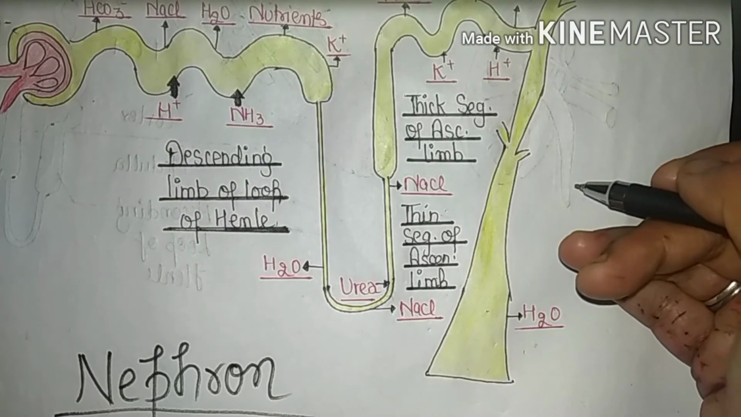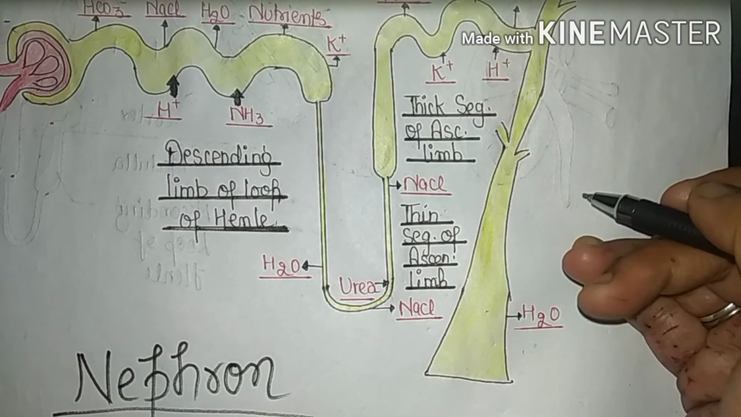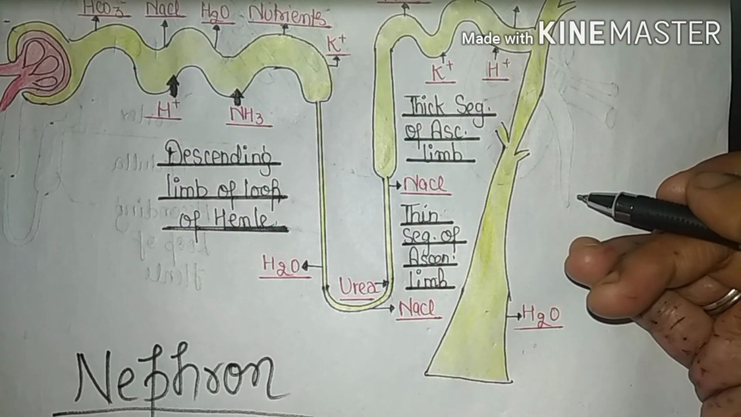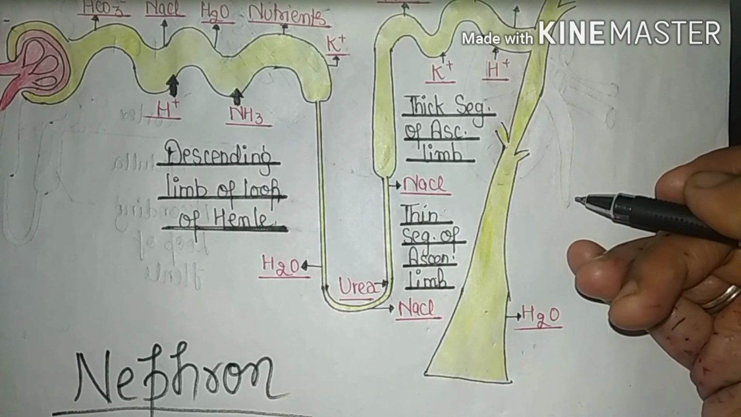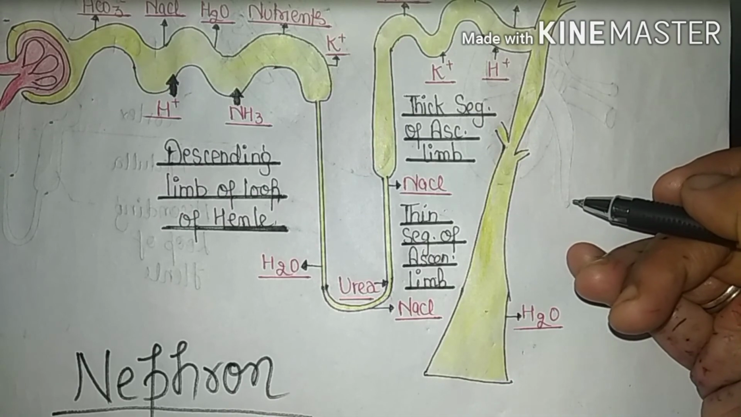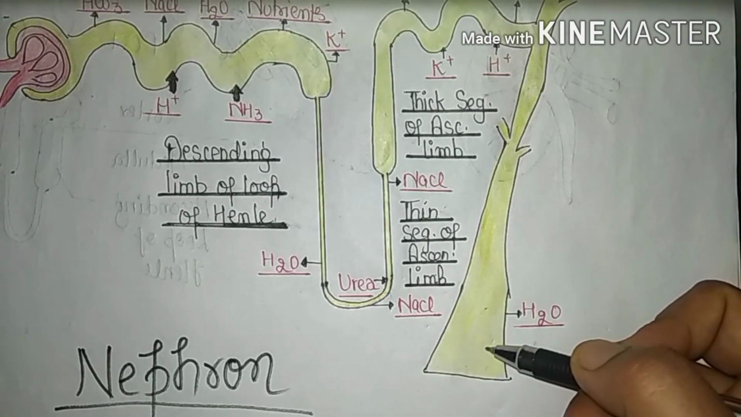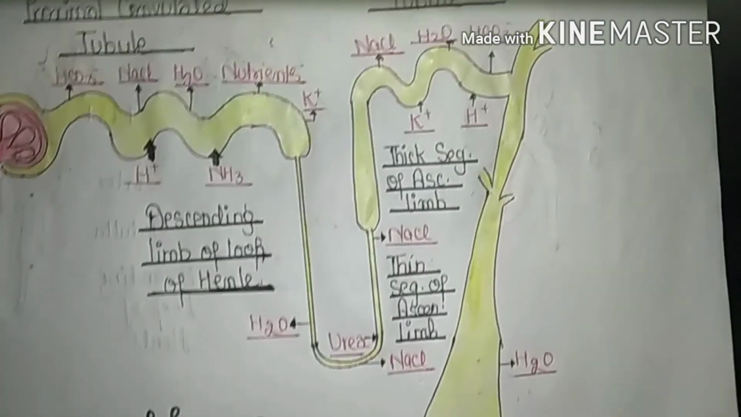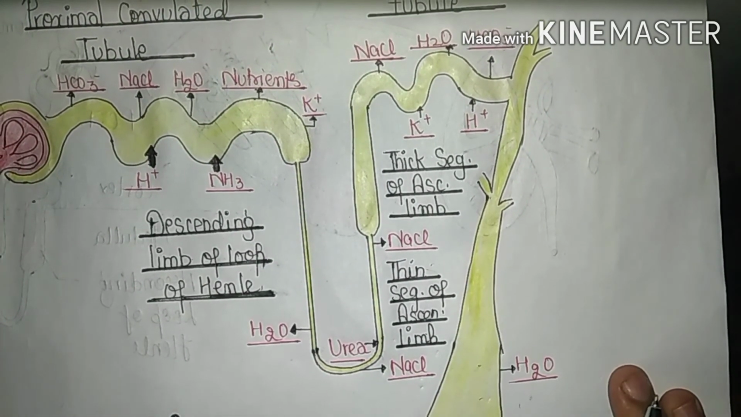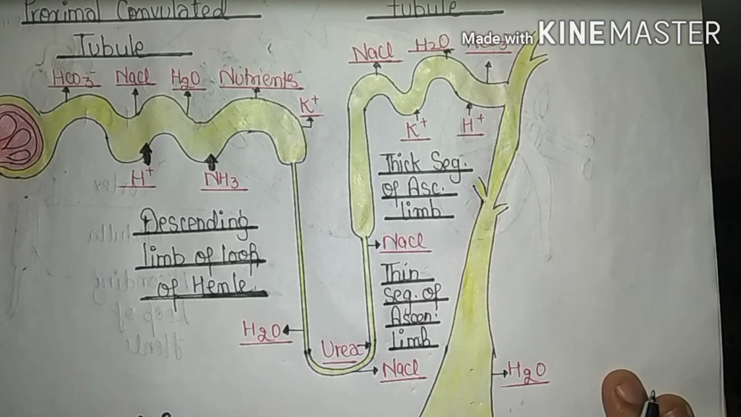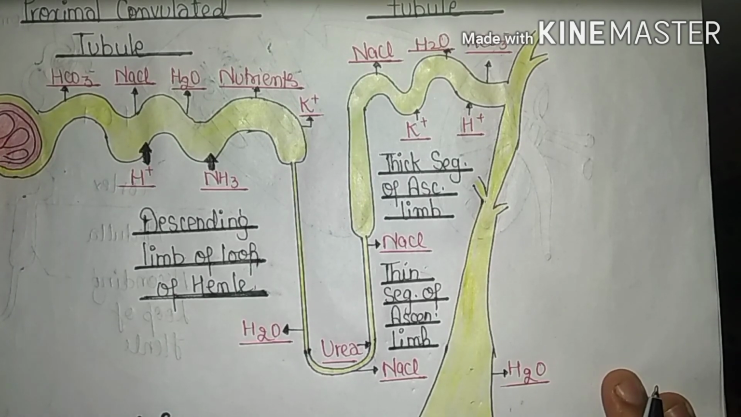Approximately 99% of the fluid is reabsorbed, and 1 to 2% waste material is converted into urine and passes through this ureter. So this is all about the electrolytes present here, and the secretion, reabsorption and filtration processes in the nephron.